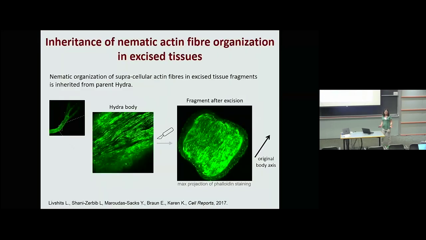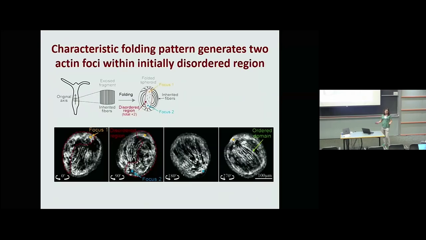Okay, so what happens during regeneration? The first thing to know is that when we excise a piece of tissue from the body of the Hydra, initially the alignment of the fibers is maintained. So you have an open piece of tissue with a perfect array of nematic fibers. And the next step is that this open piece of tissue folds into a spheroid.